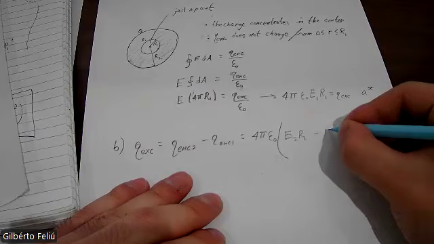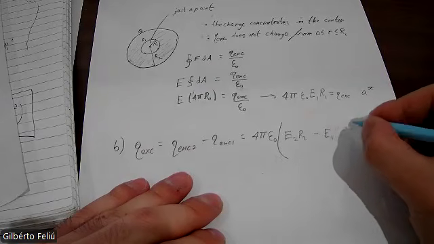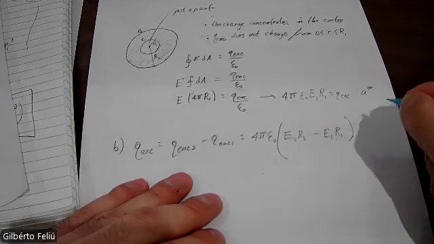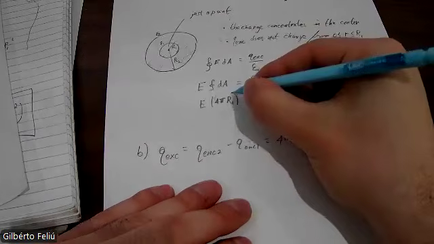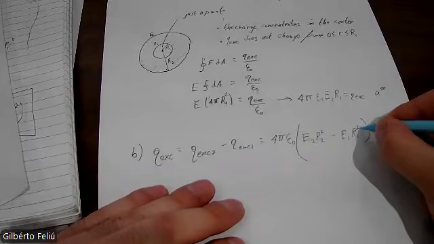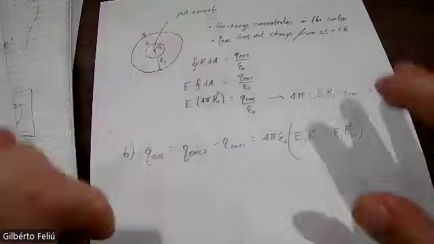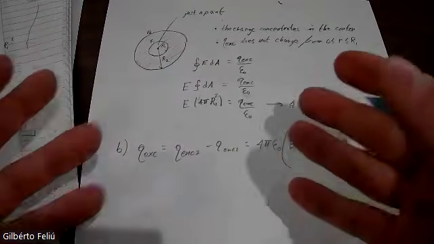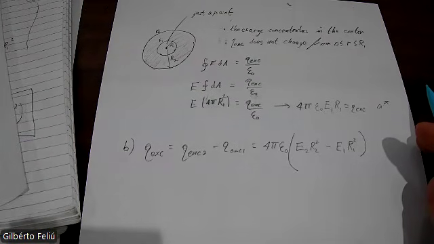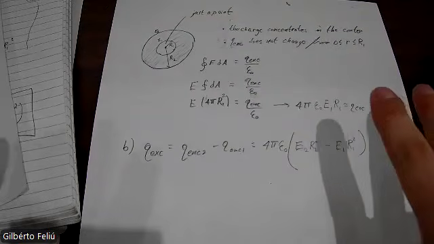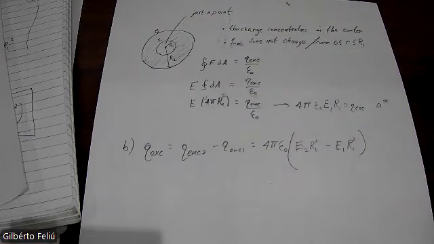Okay, I noticed a mistake, but I'm going to keep rolling. Minus E1 R1. The mistake is that this should be squared, this should be squared, this should be squared. Sorry about that. But does that make sense? Did I go too fast? Was there anything that seemed arbitrary in any explanation?